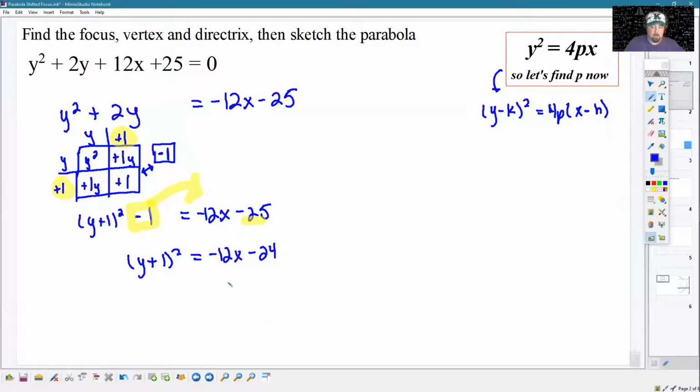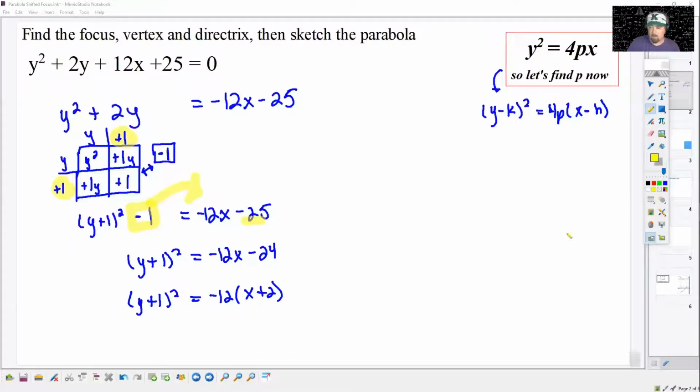And for the ones that we're going to definitely start with, you're going to get something nice that factors out of this, because notice we need to factor this out to find out what 4p is, because that's the important part of finding this stuff. We get y plus 1 squared equals, now those both have a negative 12 in common. So we get x, and we're going to get what? Plus 2.